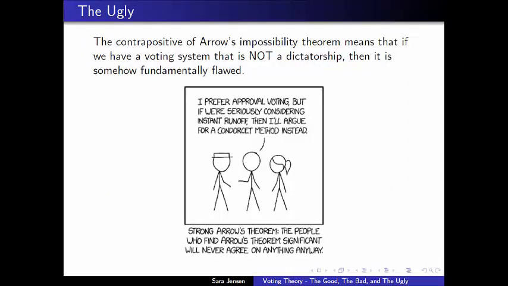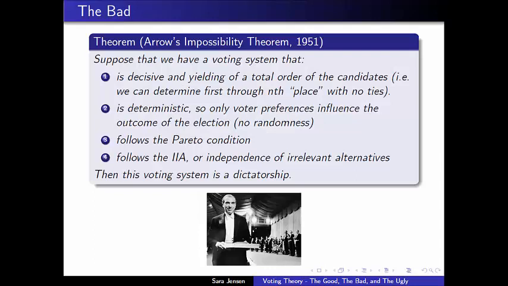If we take the contrapositive of Arrow's theorem, and we suppose that we're looking at a voting system that is not a dictatorship, like any of the voting systems that we've looked at so far, then what we can conclude is that it is not the case that all 4 of these things hold. That means we're going to fail at least once.